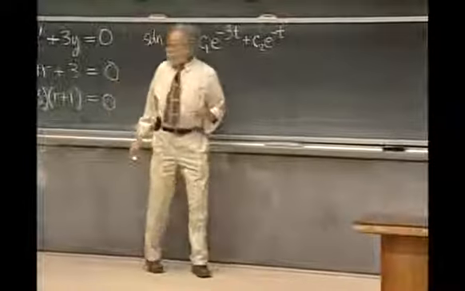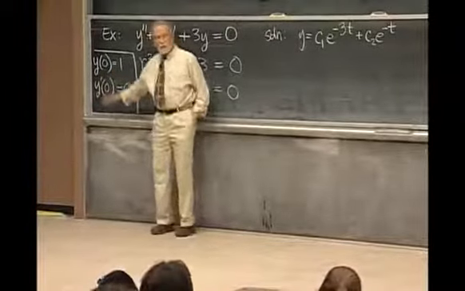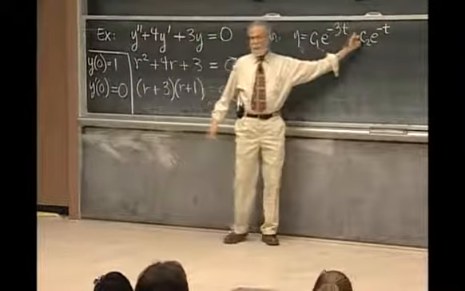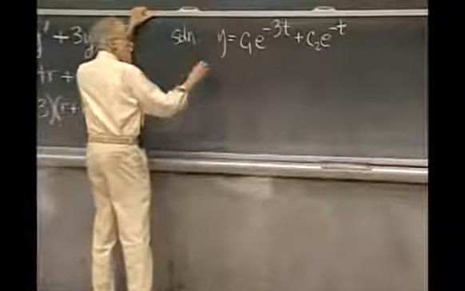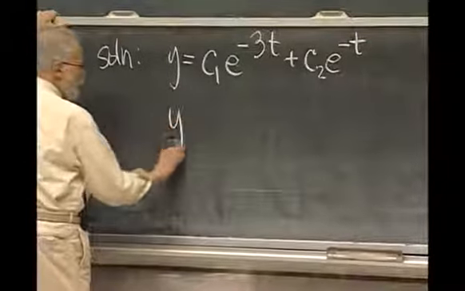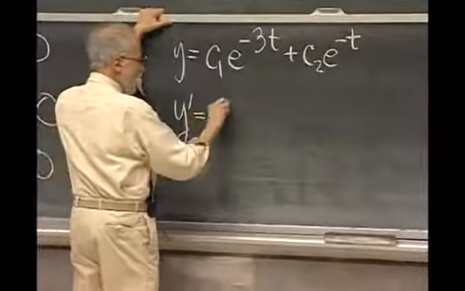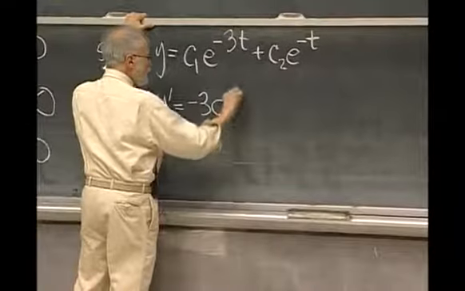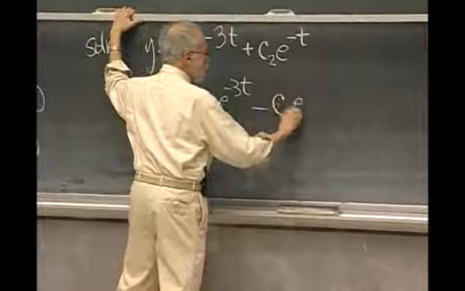Now, all you have to do is use these two conditions. Notice I have to have two conditions because there are two constants I have to find the value of. All right, so let's substitute. We're going to have to calculate the derivative, so why don't we do that right away? So this is minus 3c1 e to the minus 3t minus c2 e to the negative t.